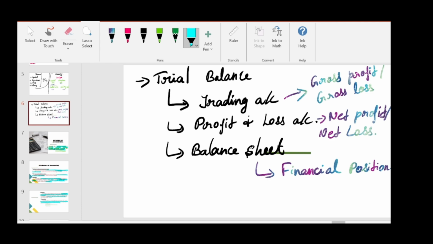And after preparing the financial statements, we should not keep them to ourselves. We need to analyze them. We need to analyze whether our profit is good or not, whether we have earned a good amount of profit or not, whether there is any decline in sales, and whether there is any place where I could control cost. So all these we will do by analyzing the financial statements.